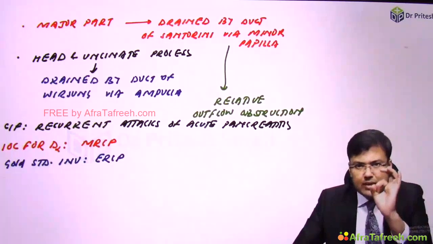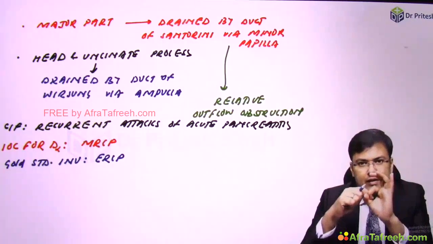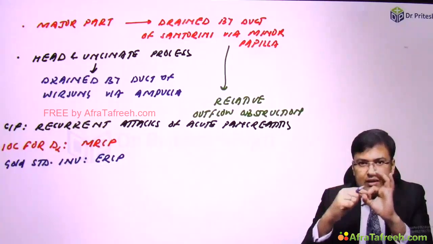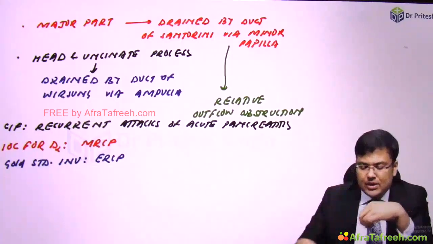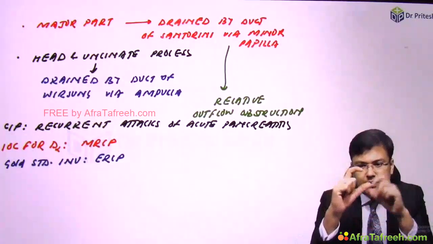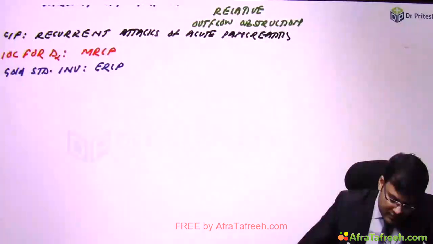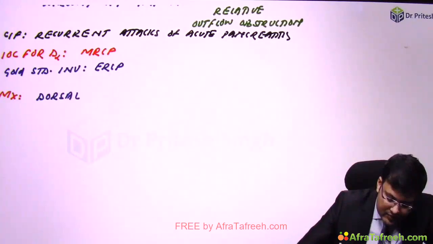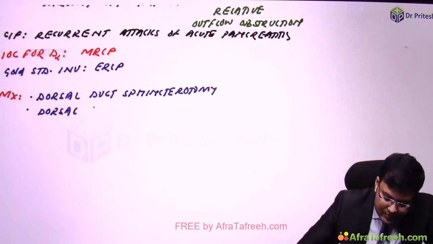Now what is the basic problem? This minor papilla is leading to relative outflow obstruction. So what we have to go for? Dorsal duct sphincterotomy. We cut the sphincter of dorsal duct, and even if after dorsal duct sphincterotomy the patient is not improved, in those cases we perform dorsal duct sphincteroplasty. So in this case, what's the management? Dorsal duct sphincterotomy or dorsal duct sphincteroplasty.